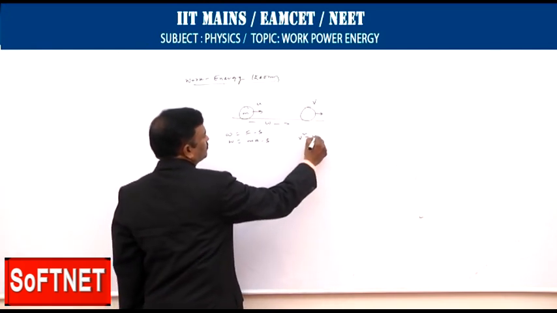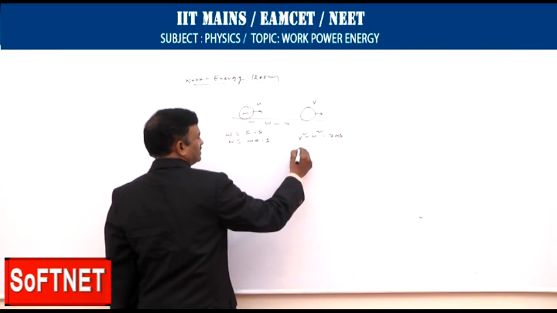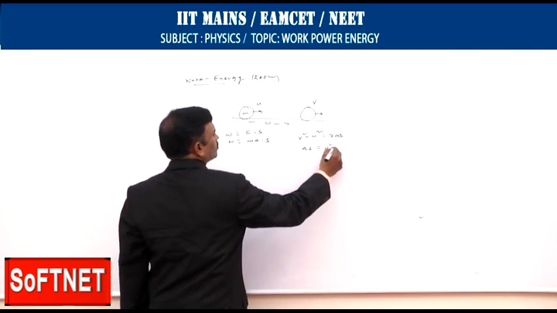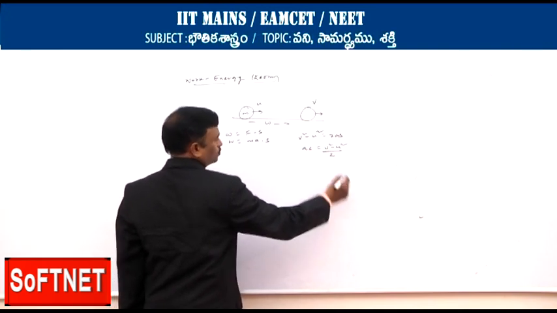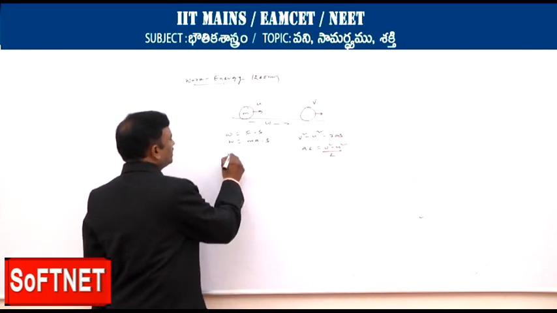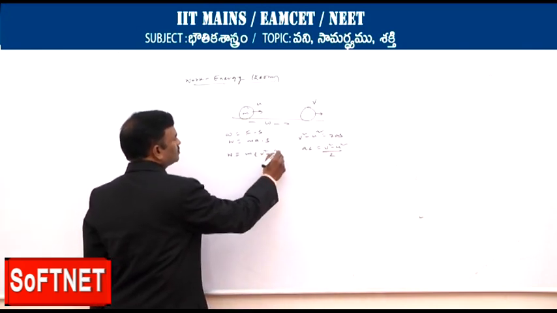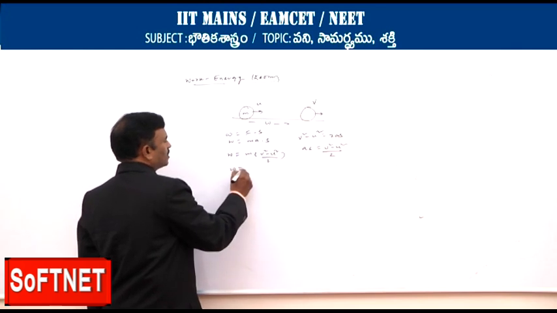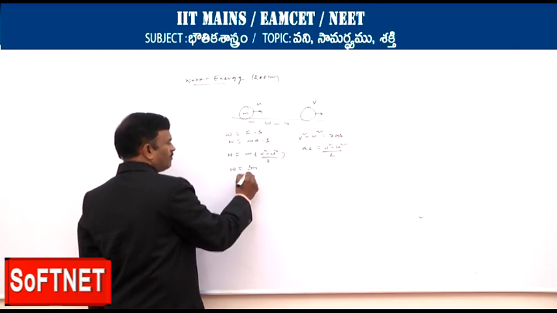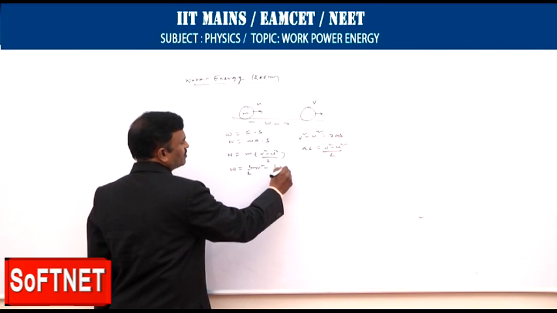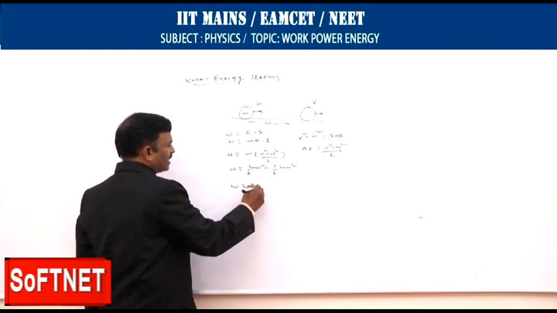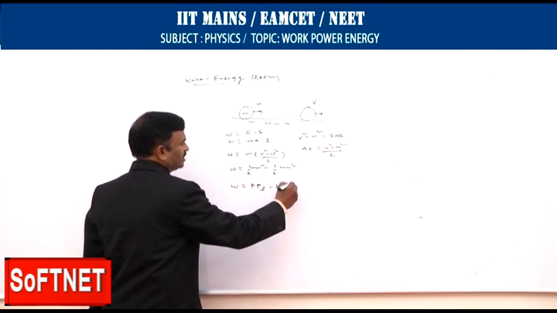Here again, from the equations of motion, v square minus u square is equal to 2as. Here as is equal to (v square minus u square) by 2. So in this, work done is m into (v square minus u square) by 2. So work done is equal to half mv square minus half mu square. Work is equal to kinetic energy final minus kinetic energy initial.